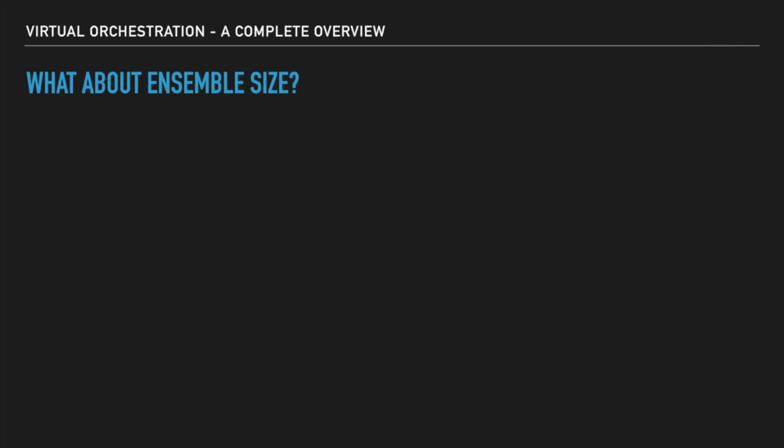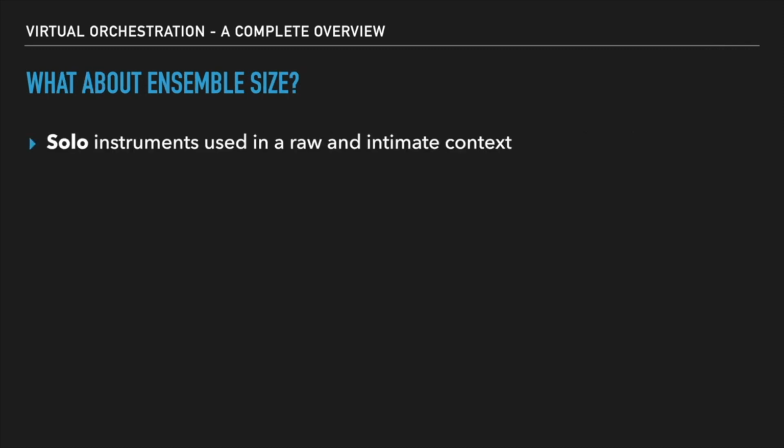So you might be asking, what about ensemble sizes? How do I choose what size to actually use for my piece of music? Well, the smallest you can get are solo instruments, right? Just one at a time. These can be used in a raw and intimate context because, again, they produce less sound and you get the full sound of the one instrument by itself without it being covered by others.